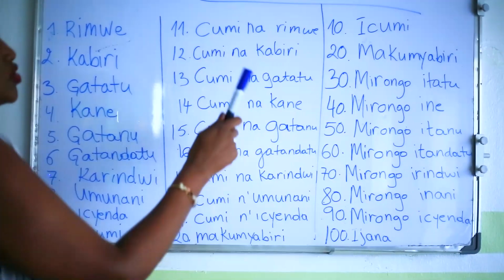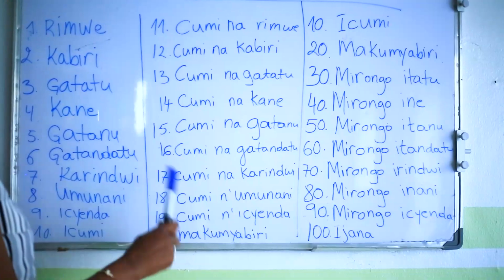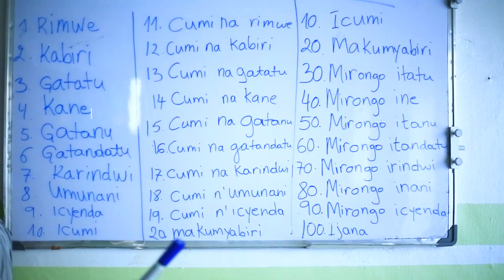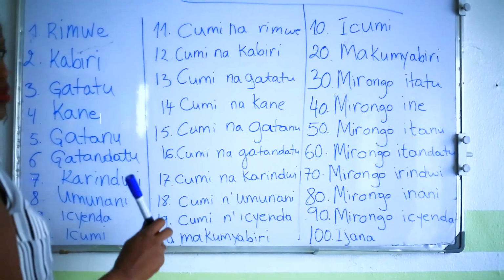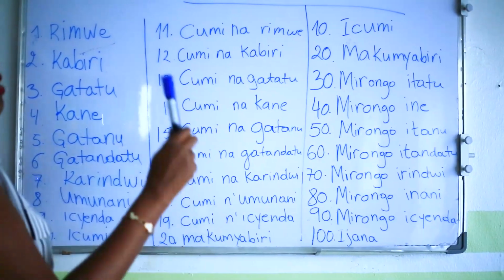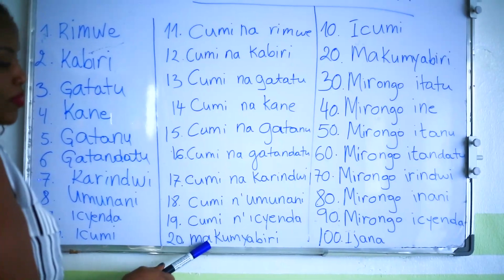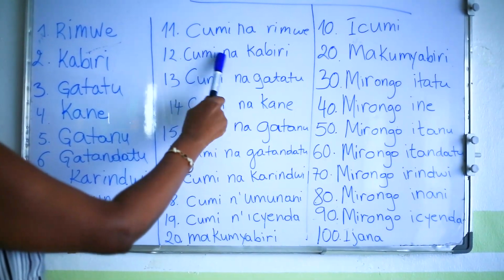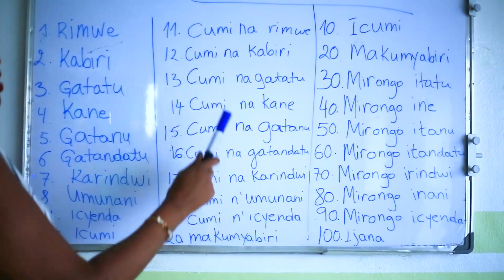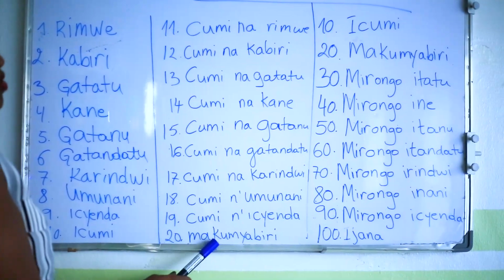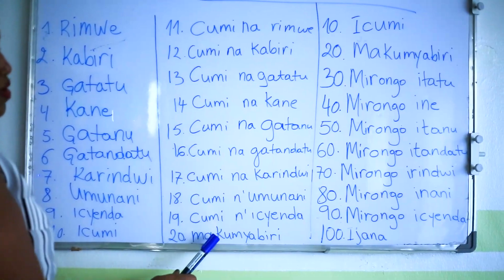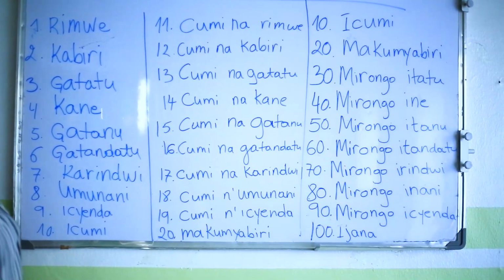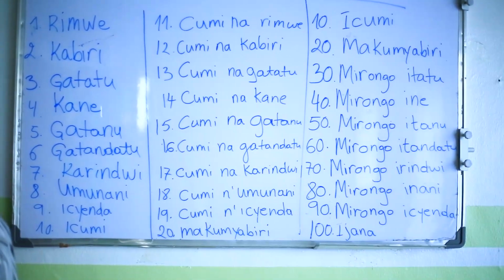Makumyabiri na rimwe. So na means and. So it's 20 and 1. 22 will be, can you try? You got it? Makumyabiri na kabiri. So you take makumyabiri plus kabiri. And don't forget to put the na in between. Makumyabiri na kabiri. Makumyabiri na gatatu. Makumyabiri na kane, and so on. Until 29, makumyabiri n'icyenda.